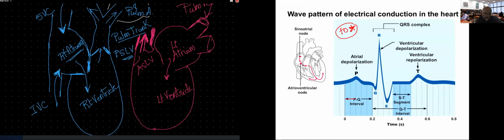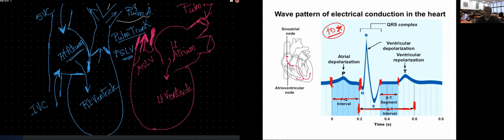Also very important to know the names of the intervals and segments on the EKG. So remember, from the P wave until you reach the Q wave, this is going to be the PQ interval. From the S wave to the beginning of the T wave, this is going to be the ST segment. From the beginning of the Q wave until the end of the T wave, this is going to be the QT interval. This is going to be a 10 stars diagram, must be on your test. Very, very important.